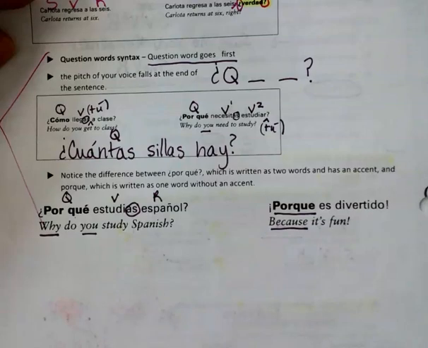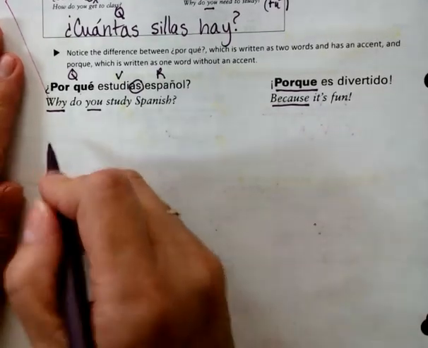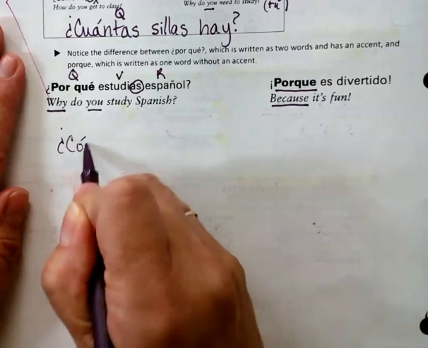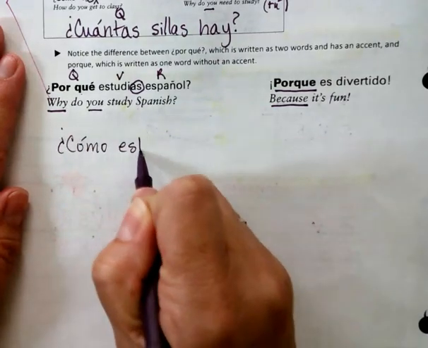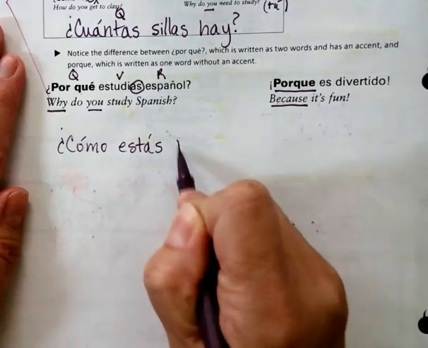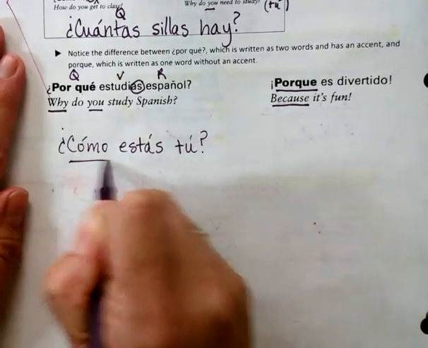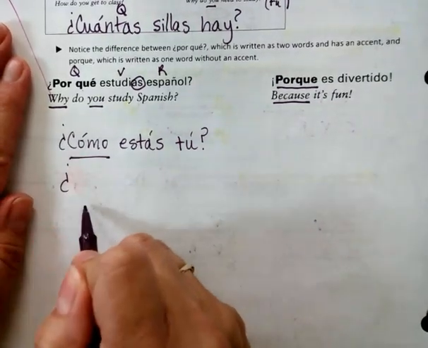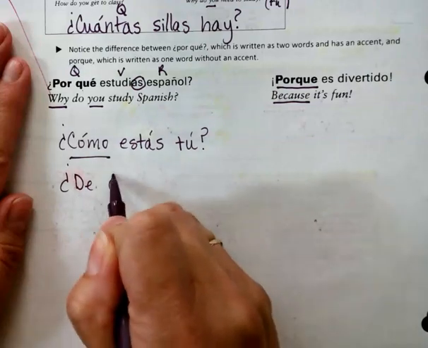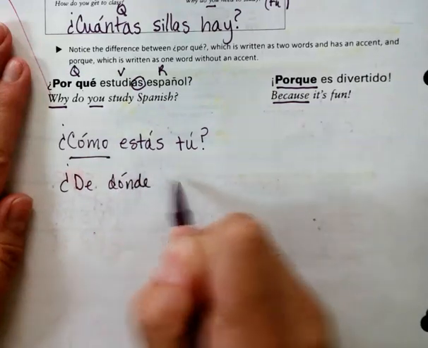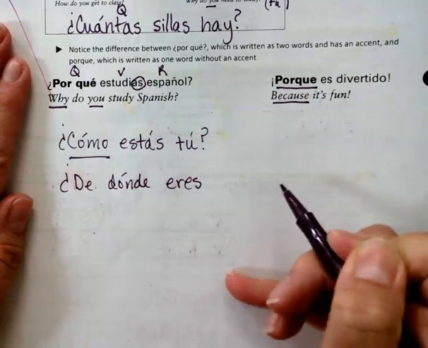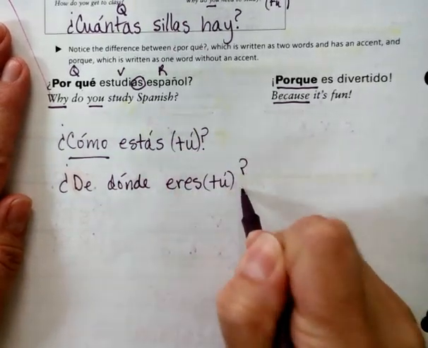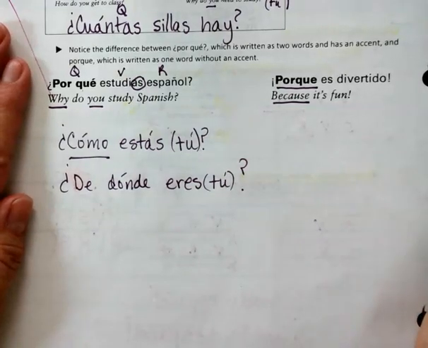Let's try some of these. Okay. How did we ask, how are you? Do you remember that phrase? Right. It's ¿Cómo estás? And we skipped our subject, but we could have thrown it in there, right? ¿Cómo estás tú? Notice what went first. Your question. How did we ask, where are you from? Right. It's ¿De dónde eres? We didn't use our subject too often, but if you wanted to, you could put it here, right? ¿De dónde eres? ¿Cómo estás?